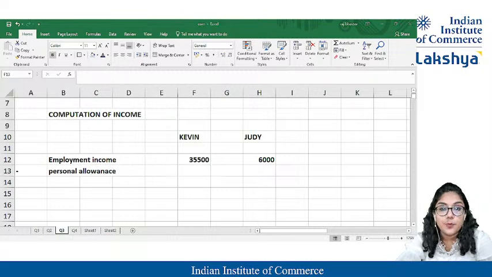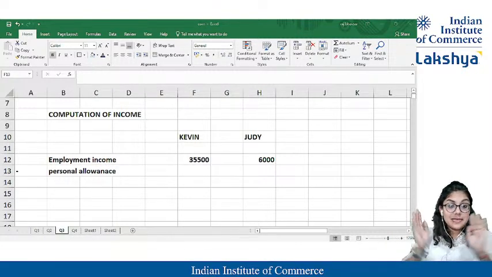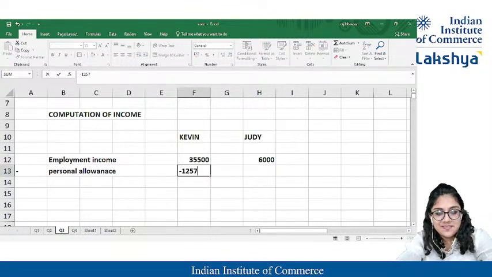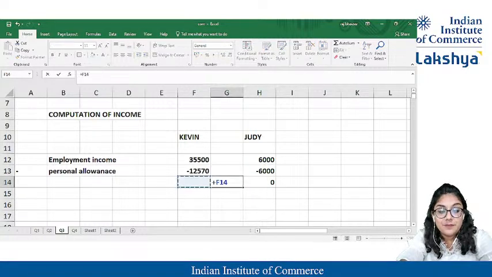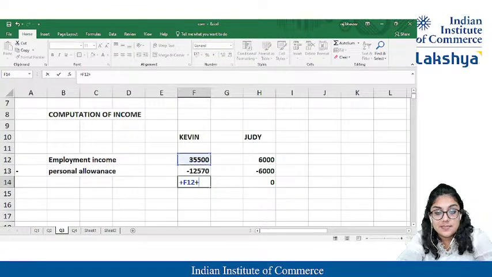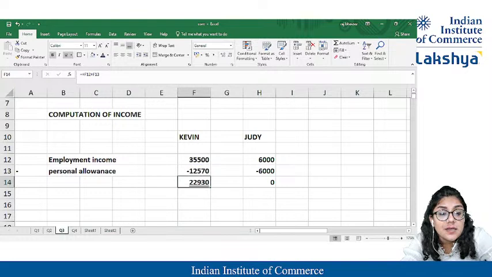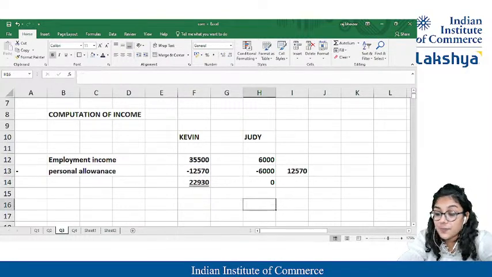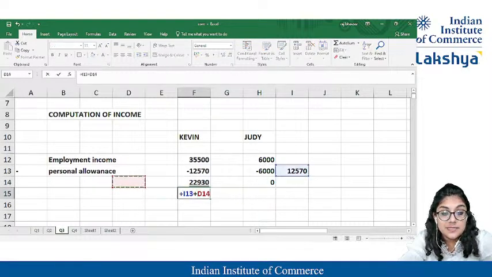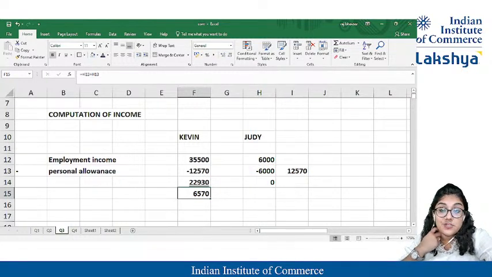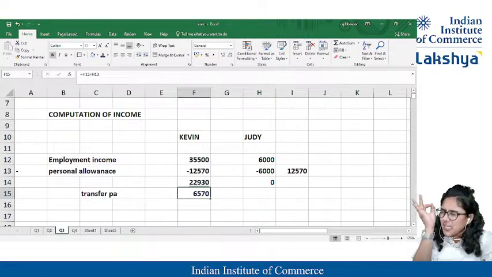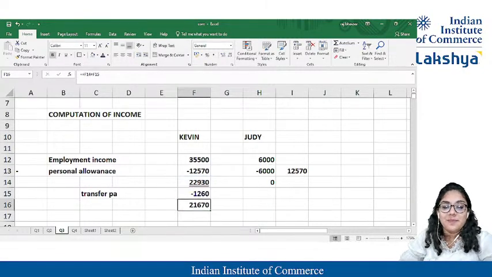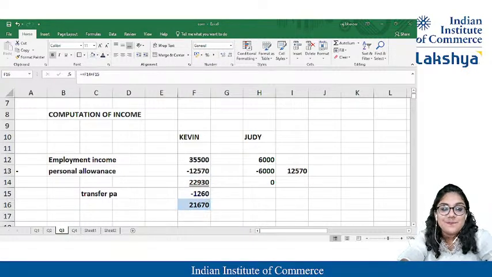Students, if neither of them is earning more than 1 lakh, then the full personal allowance we get is 12,570. 12,570 over here also, but Judy is restricted to only 6,000, because Judy has to pay no tax. But Kelvin is supposed to pay taxes. Judy thought of transferring her unutilized excess. Can she transfer this much? Not allowed. Restricted to only 1,260. So now Kelvin will be having this much income on which he is supposed to pay taxes. Clear?